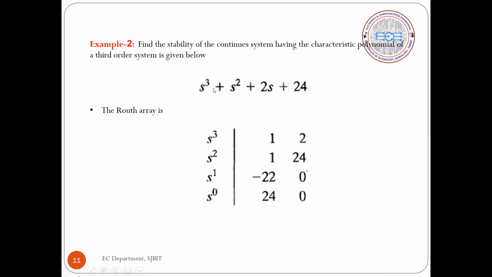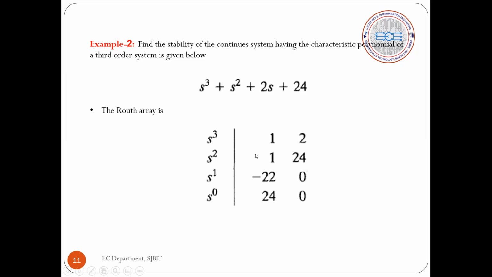I have taken s cube plus s square plus 2s plus 24. So this is a third order characteristic equation we have taken. So let us complete the Routh-Hurwitz table. So what is the first row element? S cube, I will start with that, the highest power. S cube has coefficient 1, so I have 1 here. I have to skip s square. I have to go to the coefficient of the term s. I have 2, and this I should skip. The next term is not there, so I don't have any further elements.